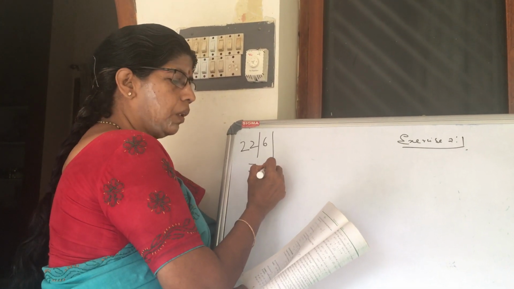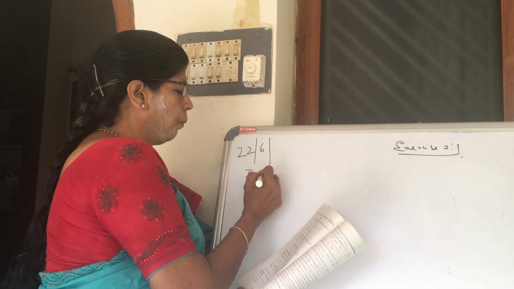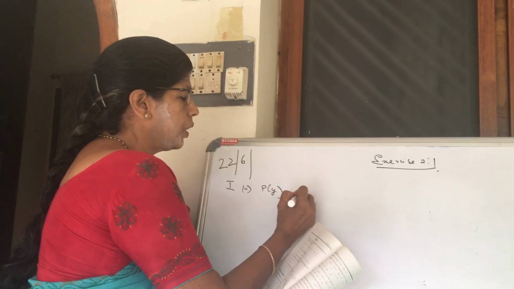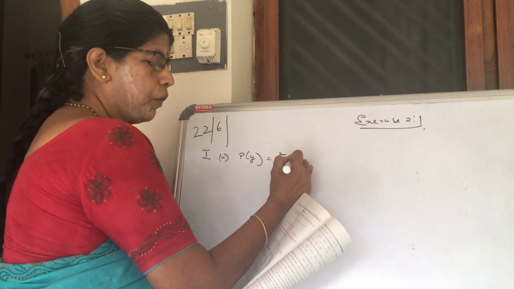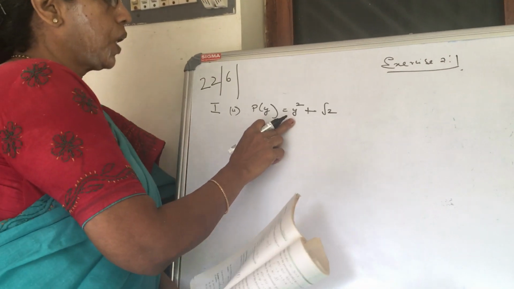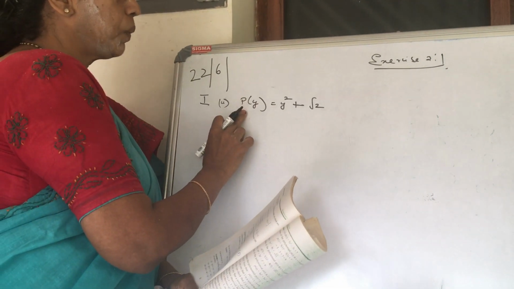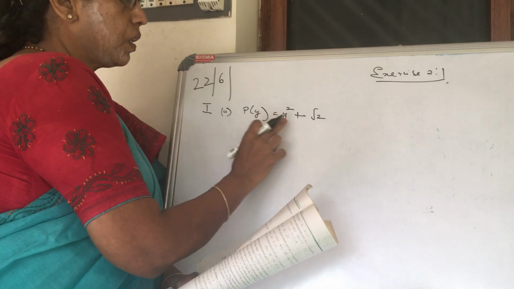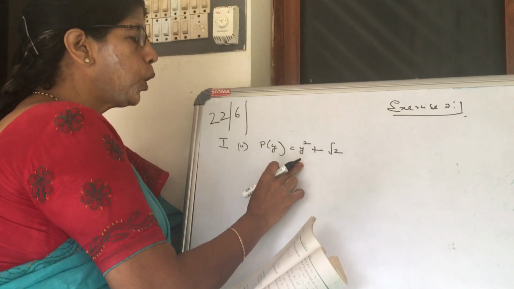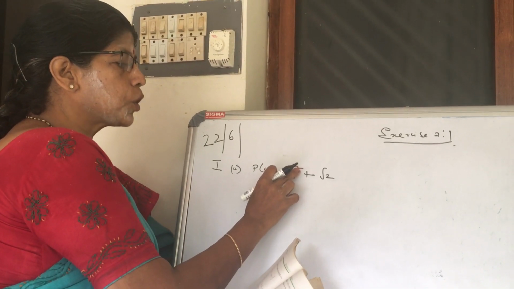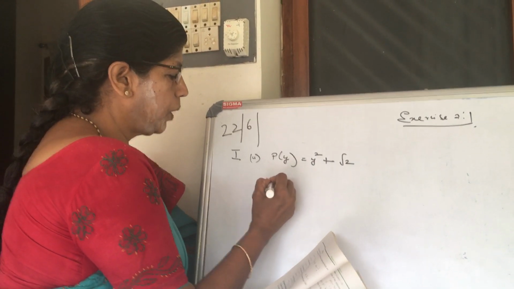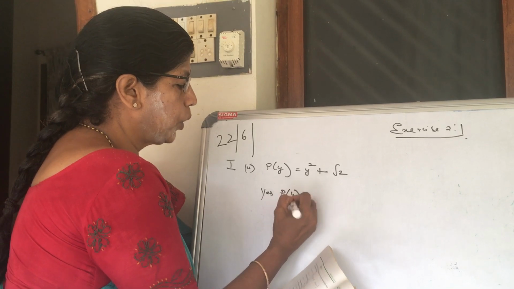I am doing the second question, children. Since the question is in y, girls, you should write p of y is equal to root 2. The variable is y, so we write it as p of y. And is this a polynomial? P of y is a polynomial because its power is 2, which is a whole number. Yes, P of y is a polynomial.